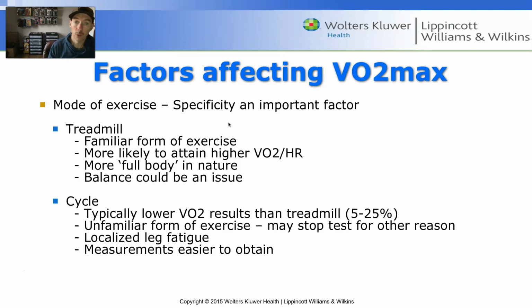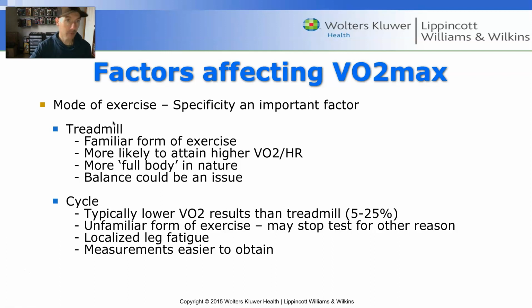Running is also a more full body exercise, right? When you're running, you're using your arms. Those muscles in your arms are going to require oxygen, so that's going to lead to higher oxygen consumption versus if you're cycling, your arms are not moving at all. So there's less active muscle mass when you're cycling. That could lead to lower oxygen consumption levels, okay? So typically we see about a 5 to 25% lower VO2 max measurement on a bike versus a treadmill.